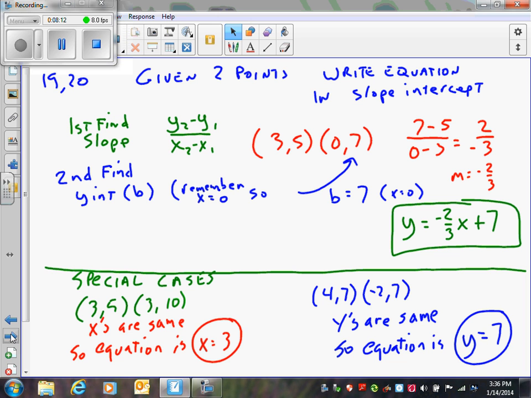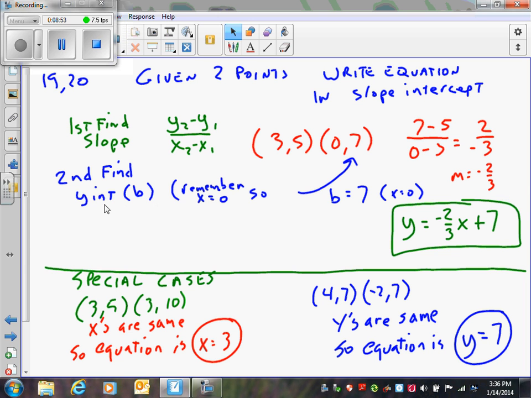19 and 20. They give you 2 points. They want you to write the equation in slope-intercept form. Well, the first thing, just like you had to do at the beginning of the test, is find the slope. y2 minus y1 over x2 minus x1. That's the change in the y's over change in the x's, rise over run. So if I have a point 3, 5 and another point 0, 7, I would have, that's my second y, first y, 7 minus 5 is 2. Second x, first x, so 0 minus 3 is minus 3. So my slope is negative 2/3.